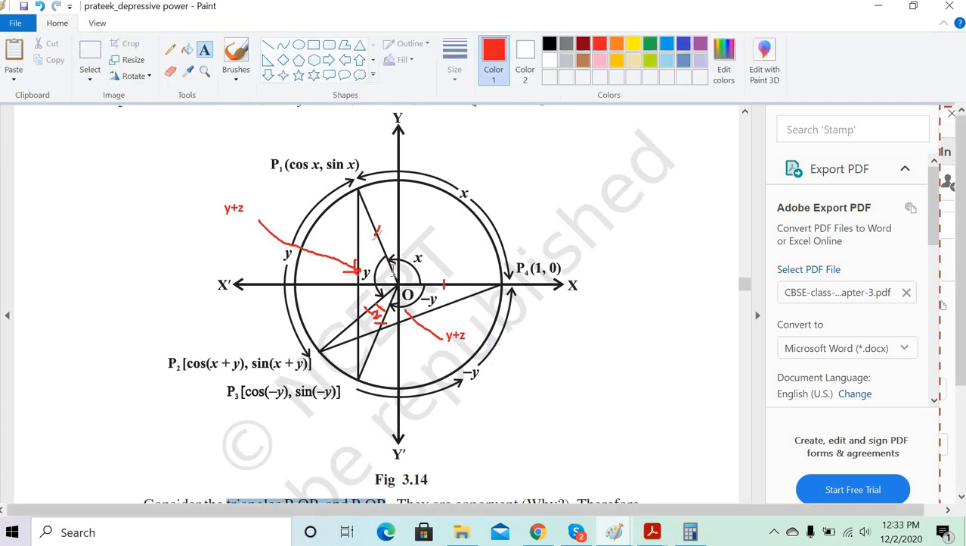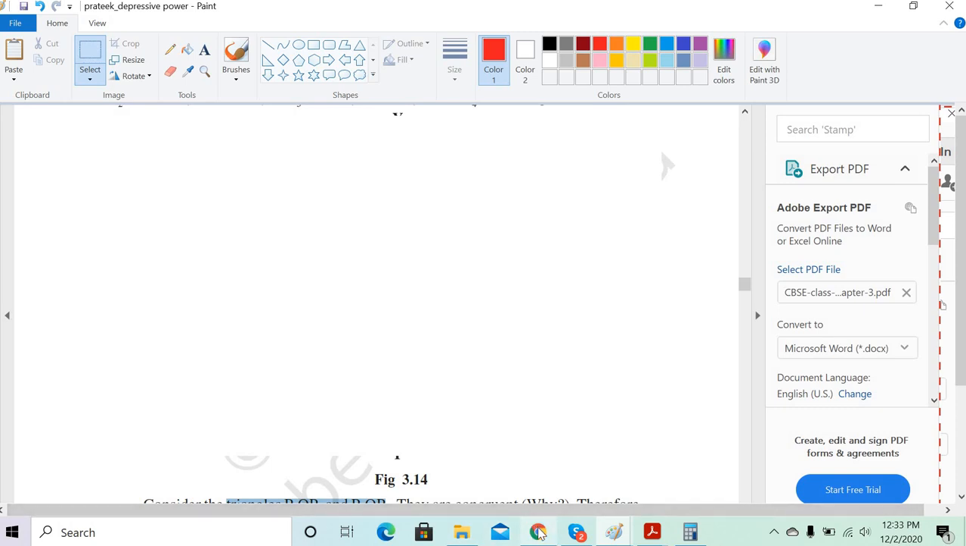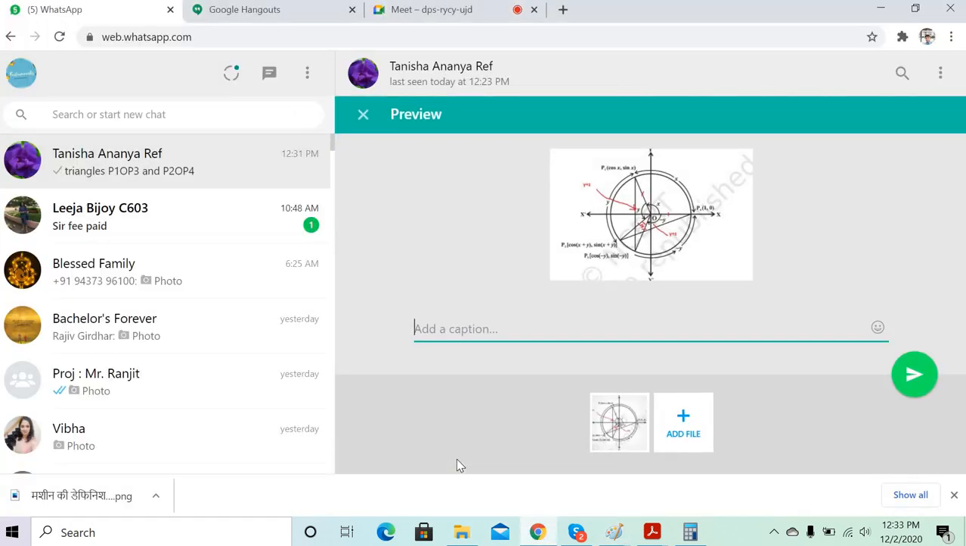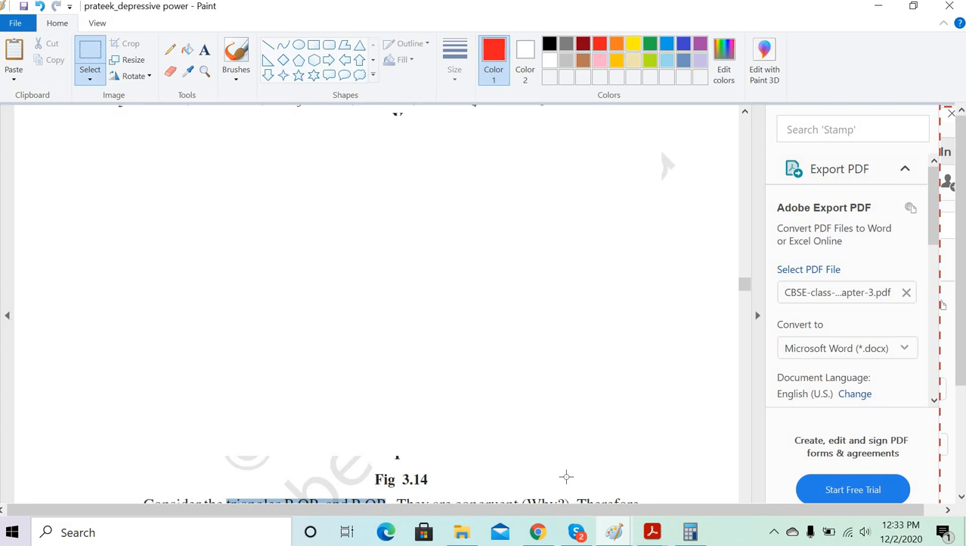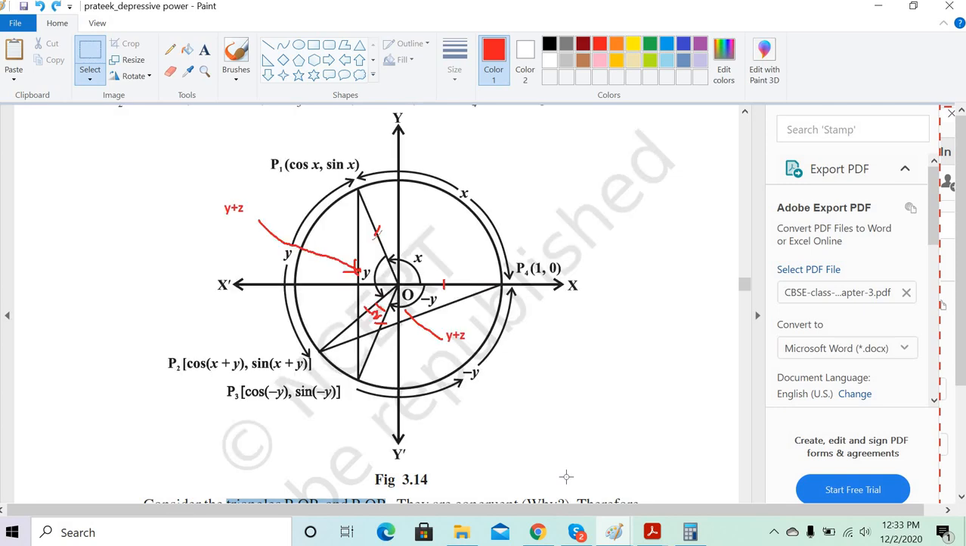Can I say that the angle P1 O P3 also will be equal to the angle P2 O P4? So the angle. Why? Check. I just give that angle as x, and this one, can I say both angles are the same now? That angle also will be y plus z. Here it will also be y plus z only.